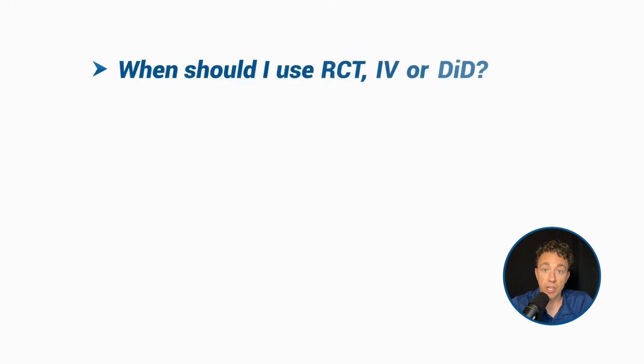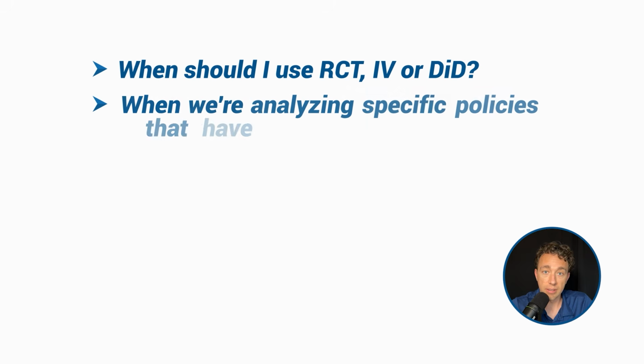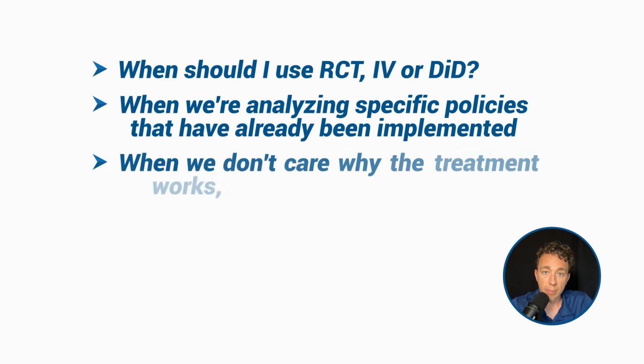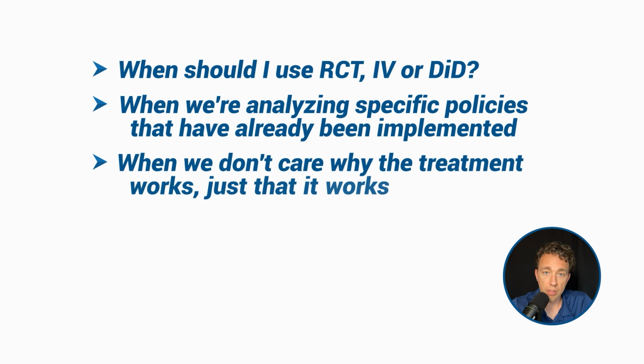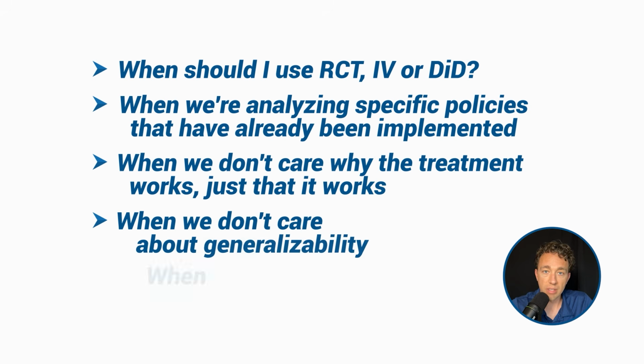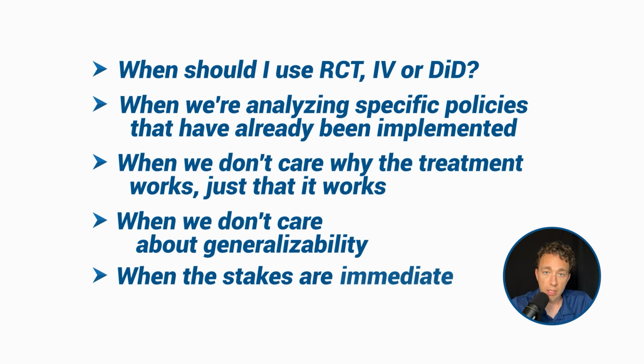So when should I use a simpler method? This would be something like a randomized control trial or instrumental variables or difference in differences. Typically this will be most useful when we're analyzing specific policies that have already been implemented. When we don't really care about why the treatment works, we just want to know whether it works or not. When we're studying local effects, meaning we don't really care about generalizability. And when the stakes are immediate because we need a precise answer quickly. Another consideration could be that the implementation is straightforward.